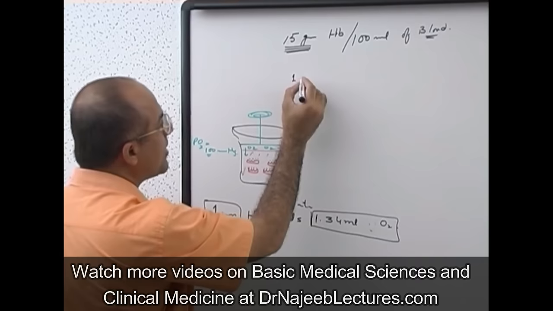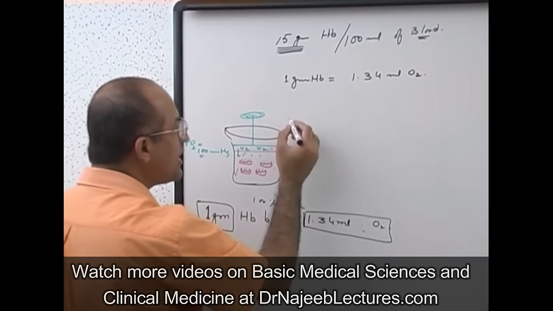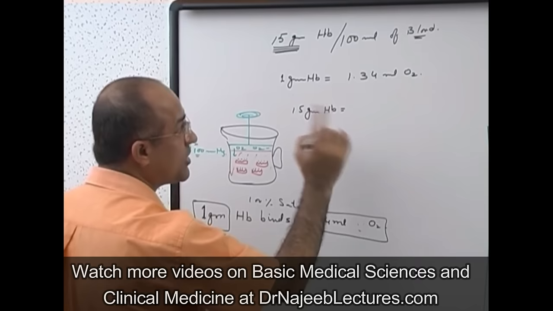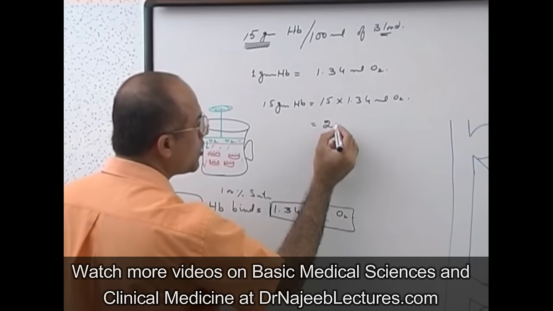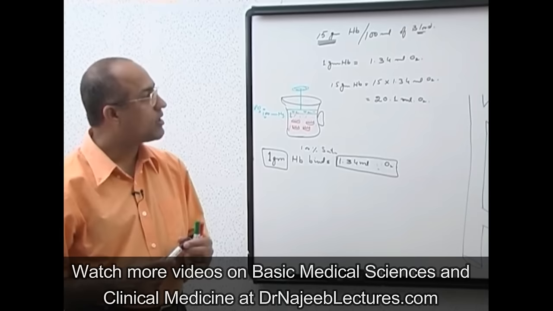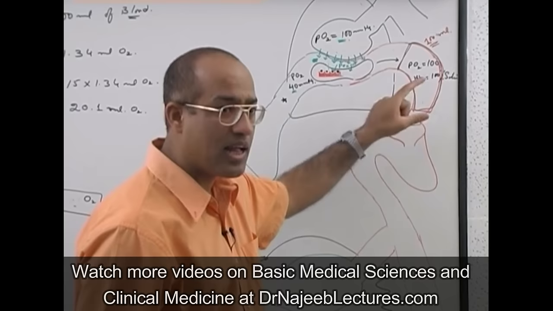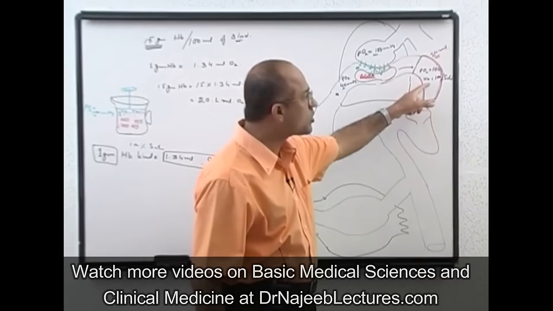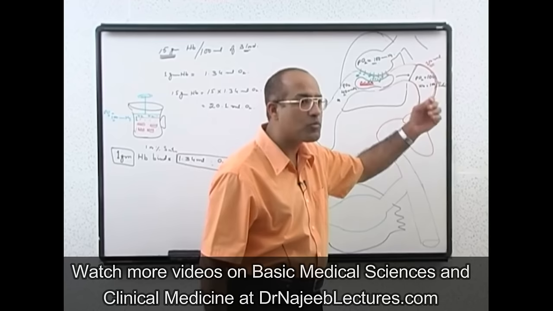1 gram carries how much oxygen? 1 gram of hemoglobin carries 1.34 ml of oxygen. Can you calculate that 15 grams of hemoglobin, if it is 100% saturated, fully loaded, will have 15 into 1.34 ml of oxygen, which becomes about 20.1 ml of oxygen? Now, what did we learn? We learned that if this 100 ml of blood with 15 grams of normal hemoglobin has its hemoglobin fully saturated, then the total oxygen which will be loaded on hemoglobin is 20.1 ml. Is it clear?